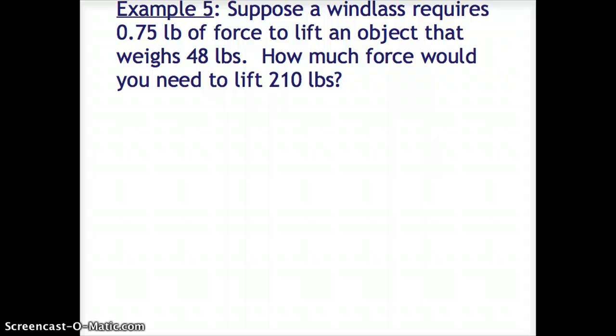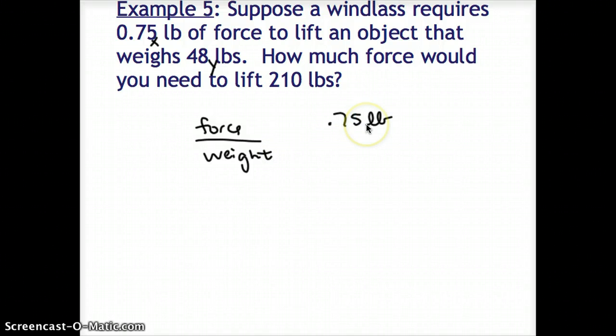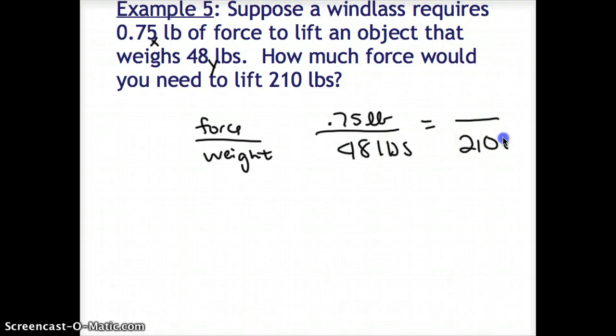Okay, so again, you can solve this in many ways. You can certainly write an equation that relates if you call pounds y and this x. So we could try to actually figure out a constant of variation here. Or you can remember that direct variation means directly proportional, and you can try to write a proportion to solve it, which is kind of like the method I prefer in a situation like this. So I'm going to do force over the weight. That's what I'm going to be comparing. So I'm going to have 0.75 pounds goes to 48 pounds. How much would go to 210 pounds?